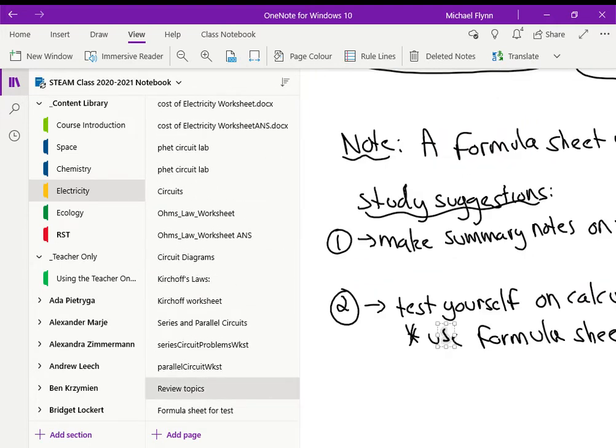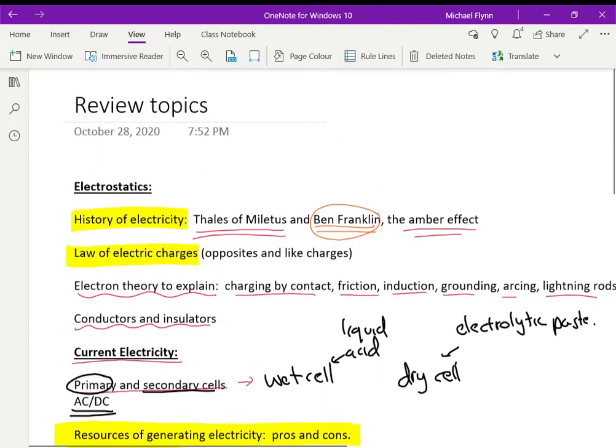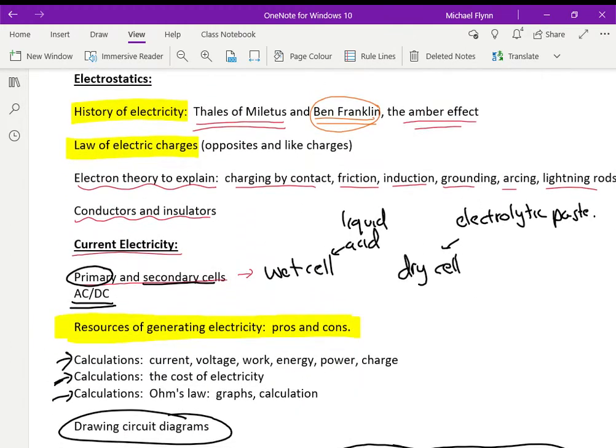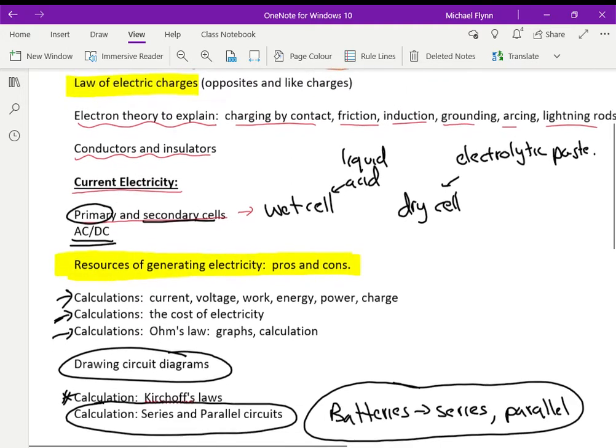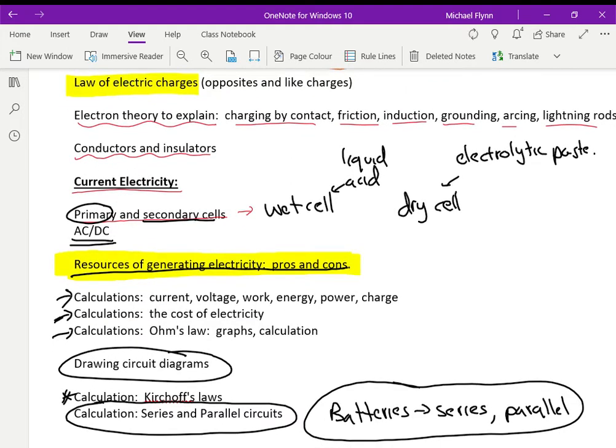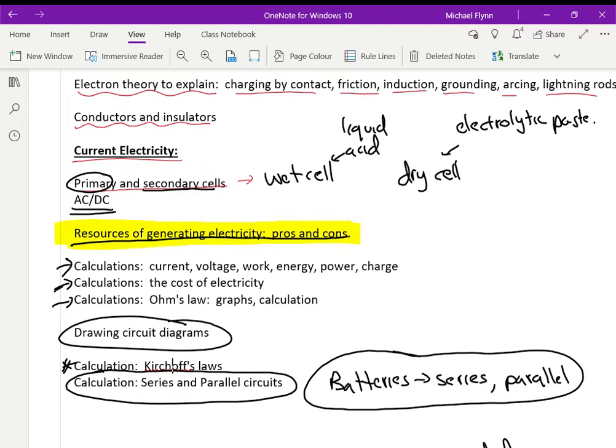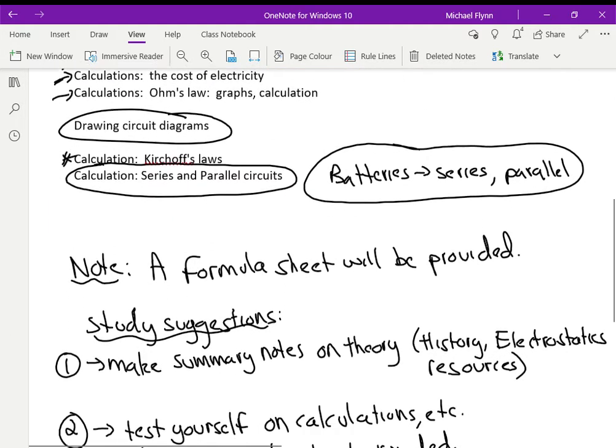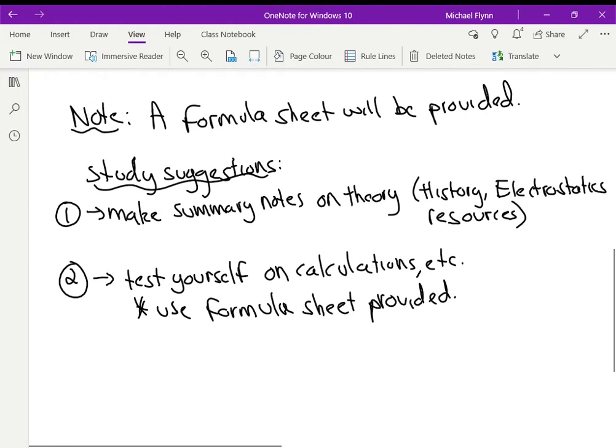Don't forget to review the stuff on resources and that assignment that I gave you. That is right here. And practice the calculations. Practice, practice, practice. That's how you get better at these things. Use the formula sheet to practice. And don't forget some of the other things that we discussed on here. So these are my study suggestions, so make sure you take a look at them.